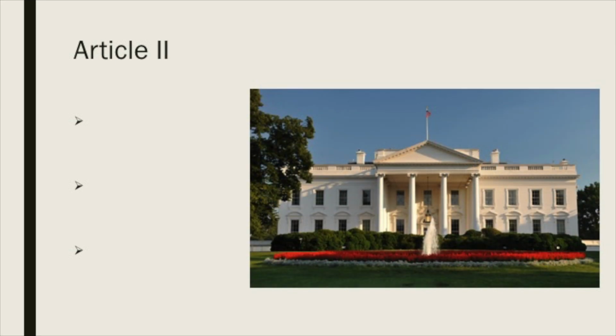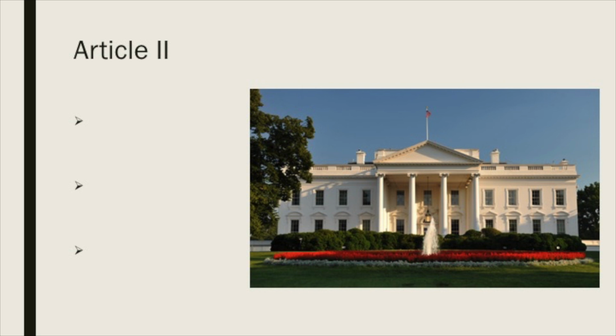Article 2 establishes the executive branch and creates a president to oversee this branch. Under the Articles of Confederation, there was only a legislative branch, so this was a new part of the government. Article 2 sets up the Electoral College, describes how the president shall be elected, who is eligible, which is anyone who is a natural-born citizen over the age of 35.